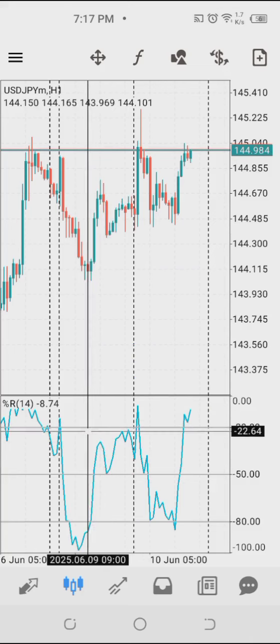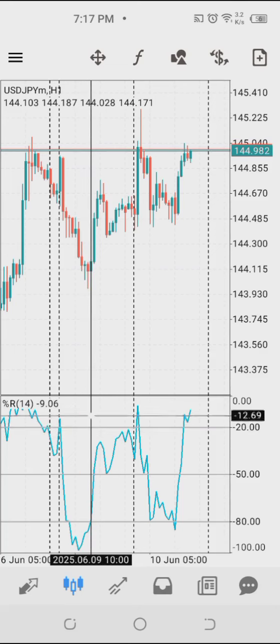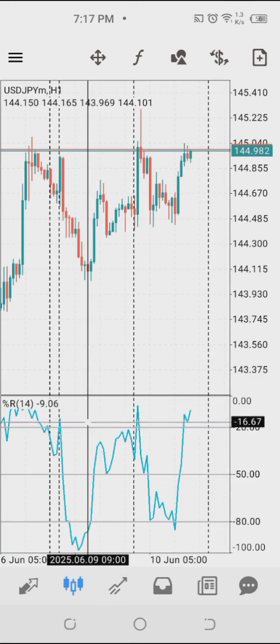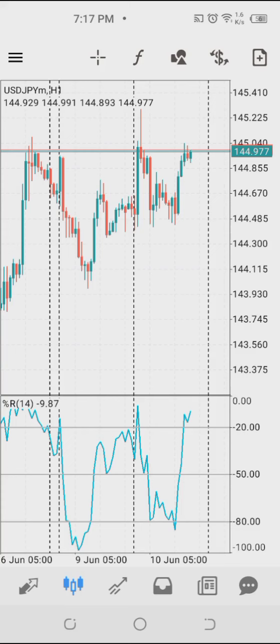Now, the Williams percentage range is a momentum technical indicator that helps traders identify overbought and oversold conditions in the markets. The key characteristic of this indicator is that the values range from 0 to minus 100. From 0 to minus 20 indicates overbought conditions, while from minus 80 to minus 100 indicates oversold conditions. It's actually similar to the stochastic oscillator, but the only difference is that this is plotted upside down.